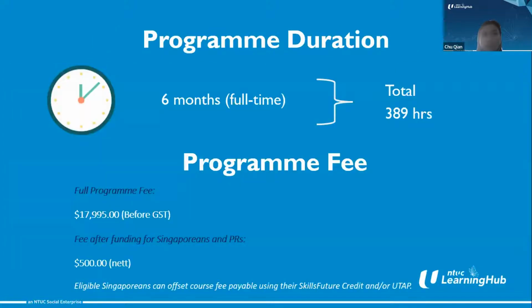As mentioned, this is a 6 months full-time program. For this Associate Project Manager Scrum Master program, the total duration is about 389 hours. And the full program fee is $17,995. But the fee after funding for Singaporeans and PRs would be $500 net. And eligible Singaporeans can offset their payable fee using their SkillsFuture credit and/or UTAP.